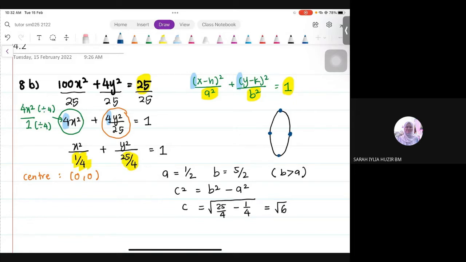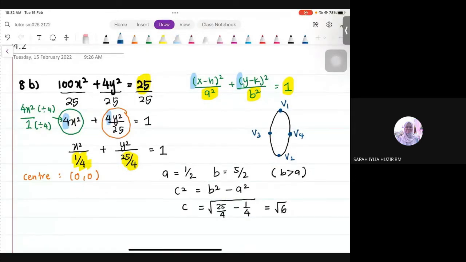Okay, so normally major would be V1 and V2, and then minor will be V3 and V4. Mana kedudukan, siapa atas, siapa bawah, siapa kiri, siapa kanan, dia tak kisahlah sebenarnya. Yang penting lengkap all 4 vertices. Okay, so now we find one by one coordinate.